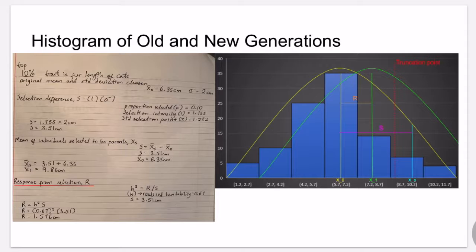To get the response from selection R, we derive a formula from the realized heritability formula, which is h squared equals response from selection divided by selection difference, and h squared being the realized heritability. That gives 0.576 centimeters as our response from selection.